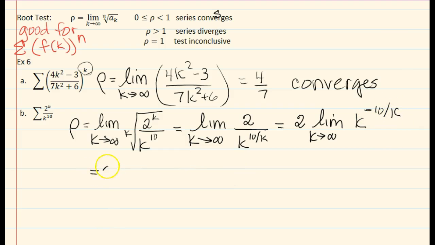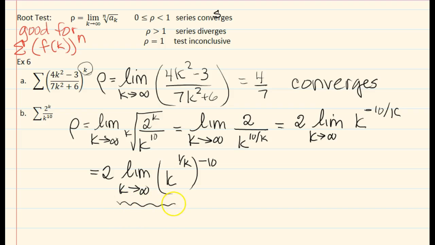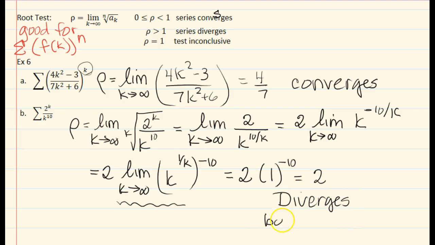So that's going to be the limit as k goes to infinity of k to the 1 over k, to the negative 10th power. I did this on purpose because we actually know the limit of k to the 1 over k, and that's going to be 2 times 1 to the negative 10th power, which equals 2. So what we find here is that rho is greater than 1, which in this case it is, so this series diverges. And we say it diverges by the root test.